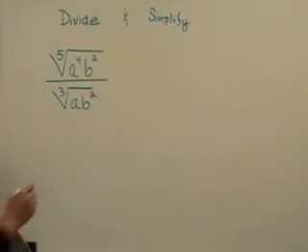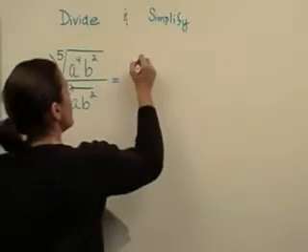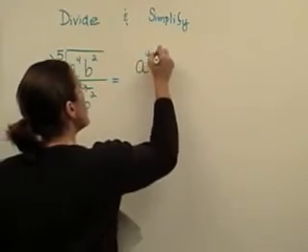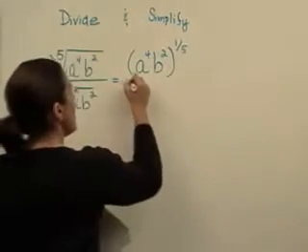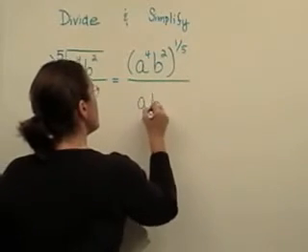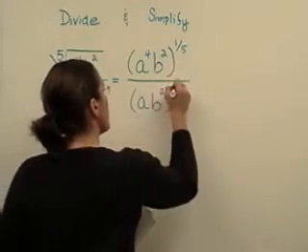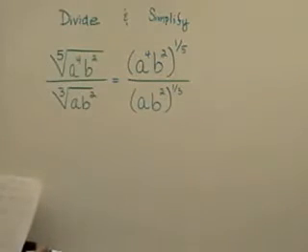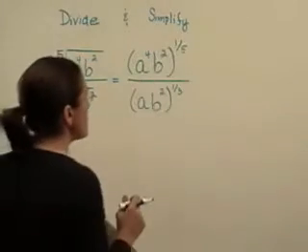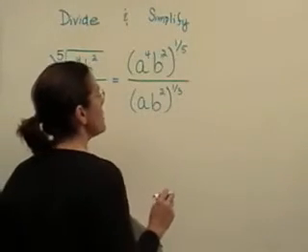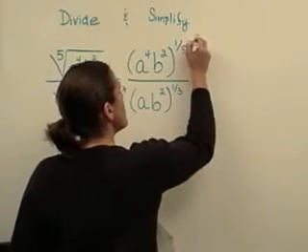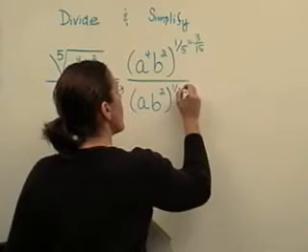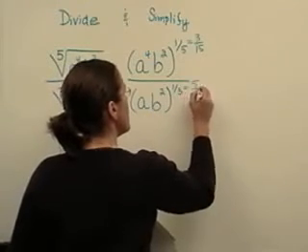Again, rewriting with fractional exponents, I'm going to write this as a to the fourth, b to the second, raised to the 1/5 power, and then a b squared raised to the 1/3 power. I'll go ahead and change these exponents to have a common denominator of 15 before I take this any further. Please recognize that 1/5 is the same as 3/15 and 1/3 is the same as 5/15.